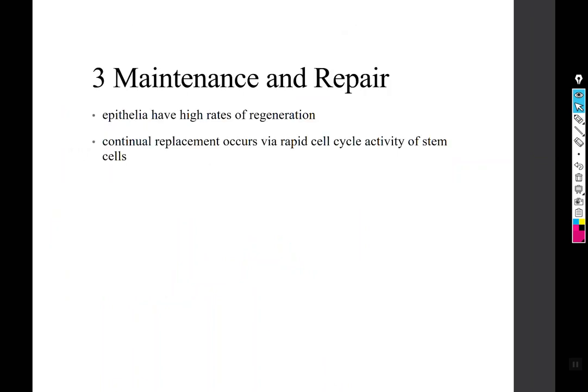Okay, so maintenance and repair. I mentioned that epithelia have high rates of regeneration, and that's true. That consists of a system where stem cells give rise to two different kinds of cells. So I'm going to go back to, oh, actually, let's look at this aubergine color. Aubergine is a fancy person way to say eggplant. All right, so let's say I have a stem cell. Oops, got to draw. Okay, so this is my stem cell.